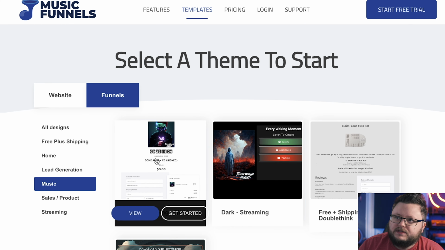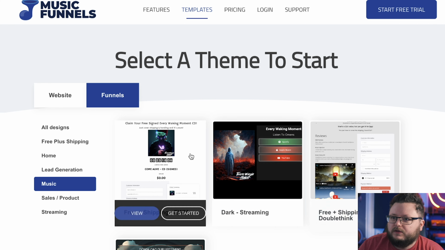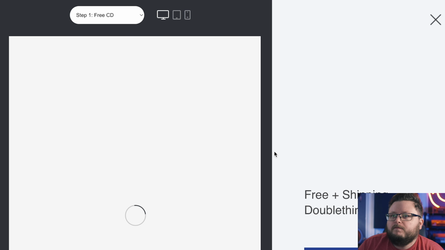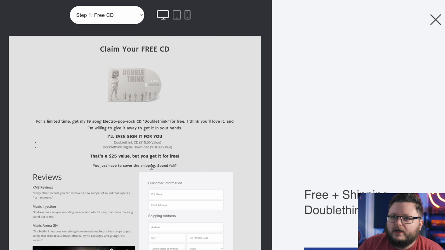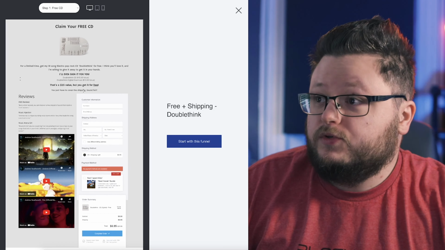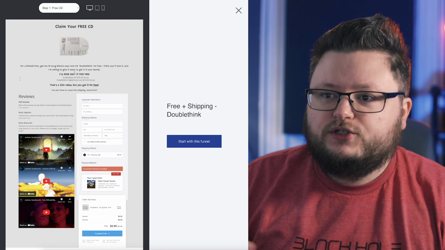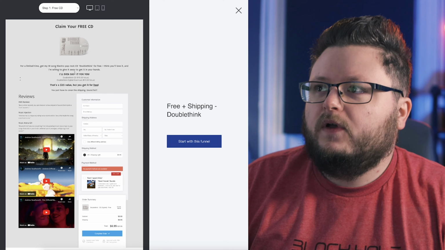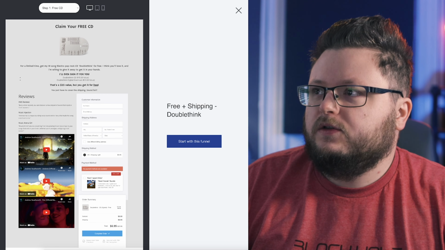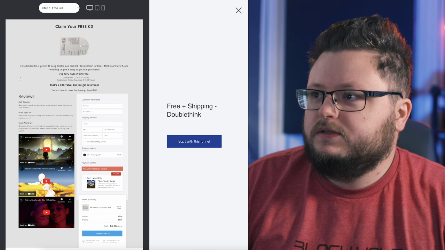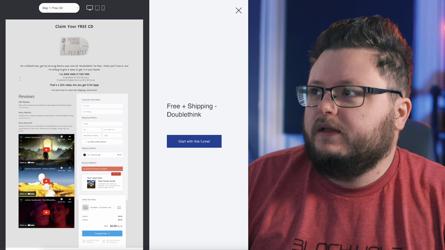If I go inside of, let's just look at this free plus shipping one, this is what a funnel is. It's essentially the best way to sell your music online, because a store just has regular products, but a funnel is all about optimizing the flow to get as many sales as possible. And it ends up being pretty good.